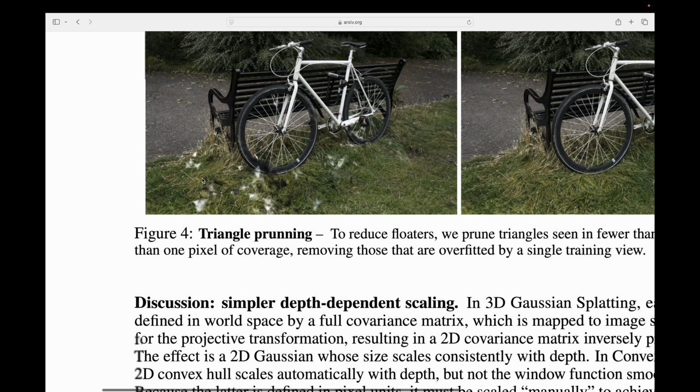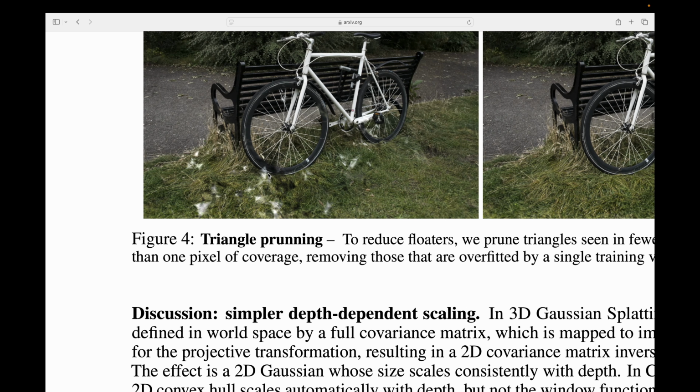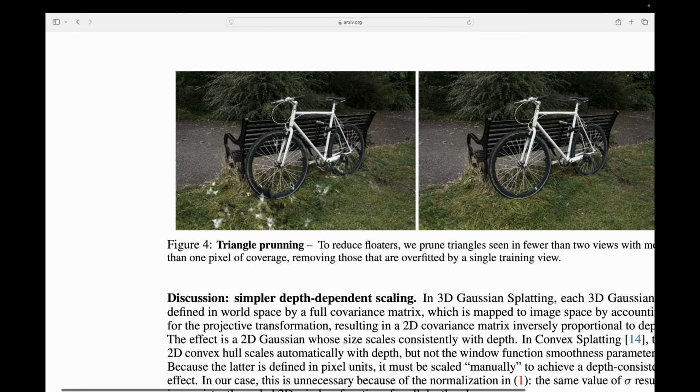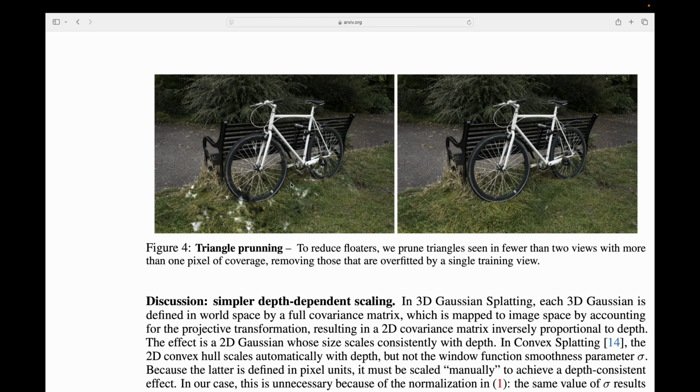Here you can see that there are some artifacts when a triangle is only seen by a few views. So basically, sometimes some views create some triangles. Those triangles are overfit to this training view. So here they have a pruning mechanism where they remove triangles that are seen by fewer than 2 views. And that allows to go from left to right, so to remove those artifacts.